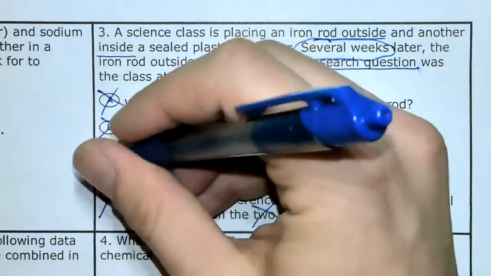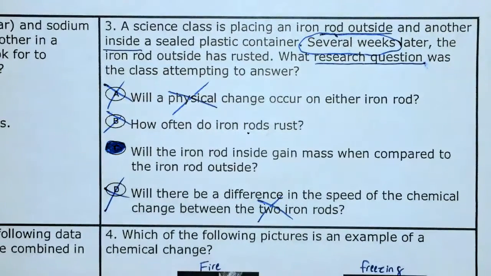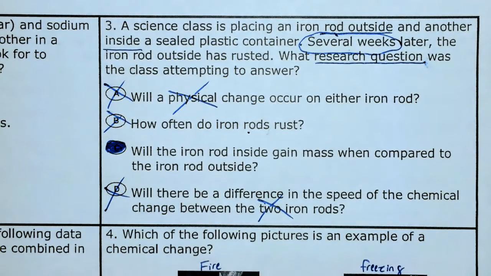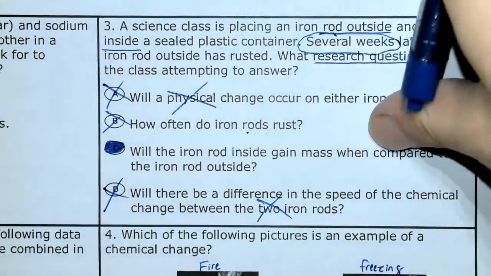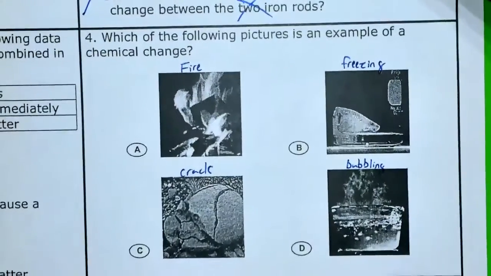If you took both those rods inside and weigh them, you would see a change in mass, all right? Because the chemical change is occurring. You're adding elements to that iron. That's why it's oxidizing. Okay. Number 4, really easy one, guys. Which of the following pictures is an example of a chemical change?